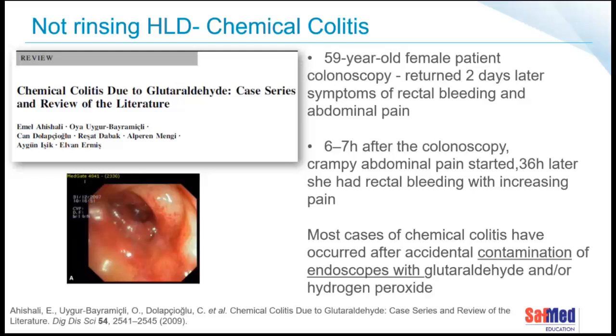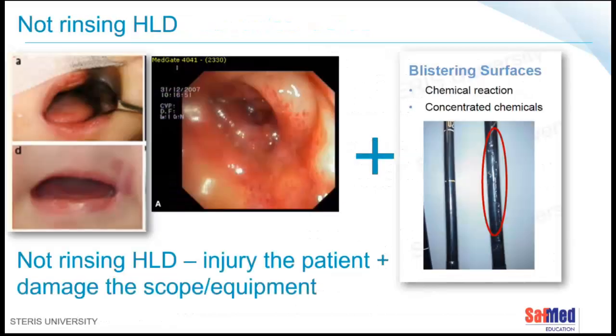At the end of the day, she had developed a chemical colitis. And a chemical colitis can happen with whatever type of disinfectant you're using if it hadn't been rinsed off correctly. In this case, it happened to be glutaraldehyde. Not only does the glutaraldehyde or the high-level disinfectant, whatever its chemistry is, have the potential to damage the tissues and the patient themselves, it has the potential to damage the instrumentation. So just looking at the scope on the right over here, that was some blistering to the surfaces of a scope from concentrated chemistries that hadn't been properly rinsed.